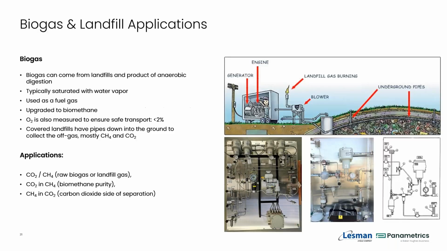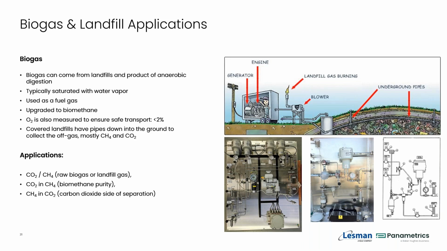If we move away from hydrogen for a second and go to biogas and landfill gases, biogas comes from landfills or as a product of anaerobic digestion. And then typically those gases are saturated with water. This gas is typically used as a fuel gas and then upgraded to biomethane. Typically in these applications, oxygen is also measured, because it wants to be under 2%.